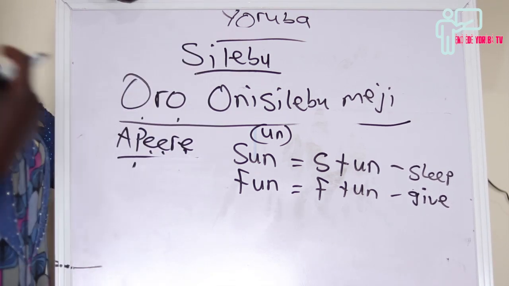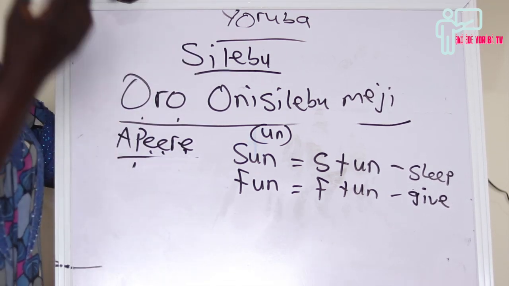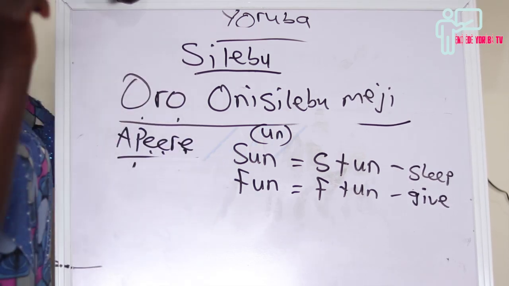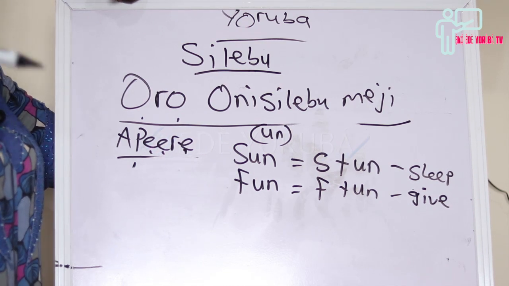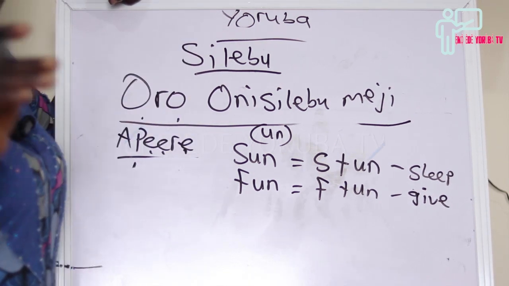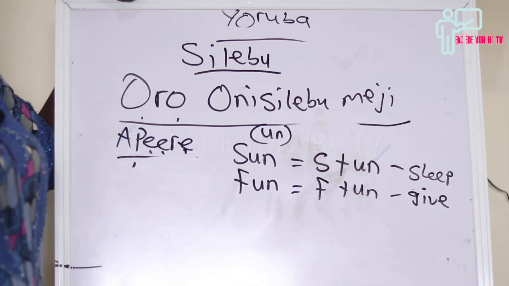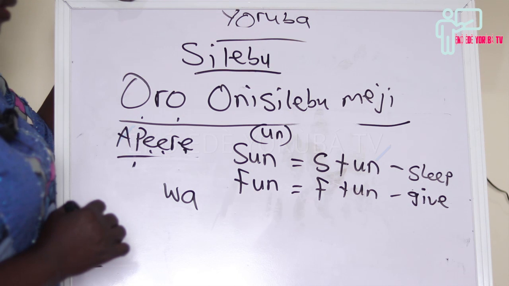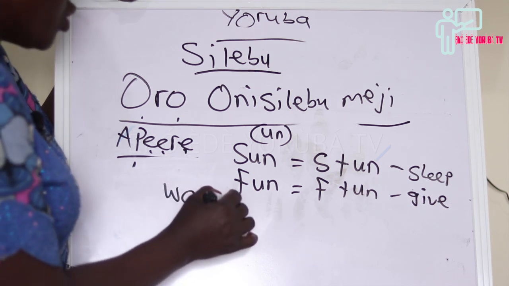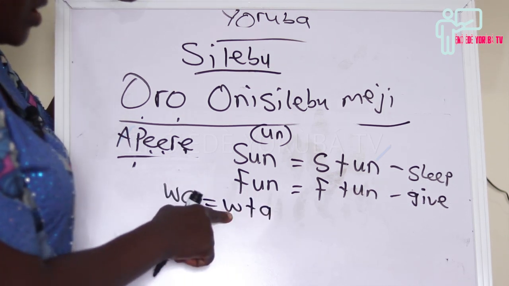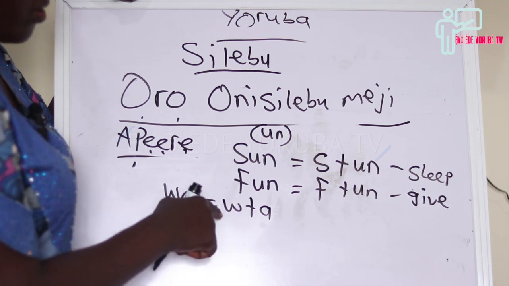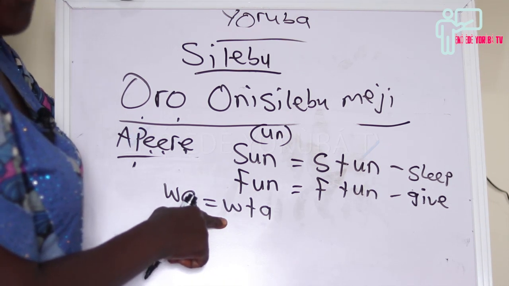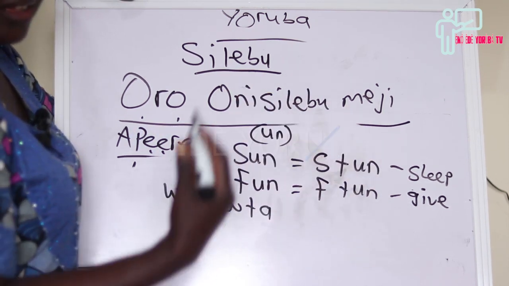Tí bá tún sọ pé if I say wa is also two syllable, two letters. Wa is wa jẹ mu, one syllable but two letters, which is consonant and vowel. If you want to divide it, this is consonant, this is vowel. You join the two together, wa. What is wa? Calm.